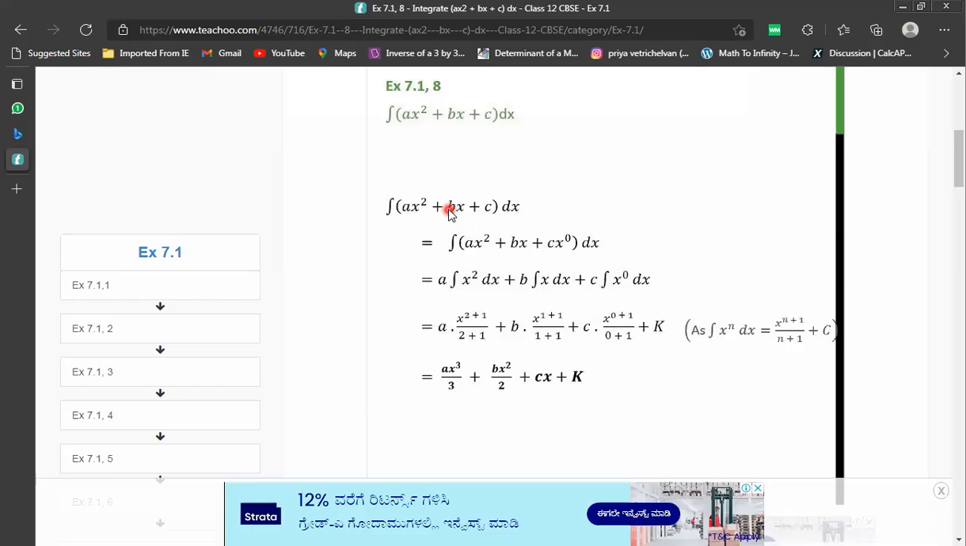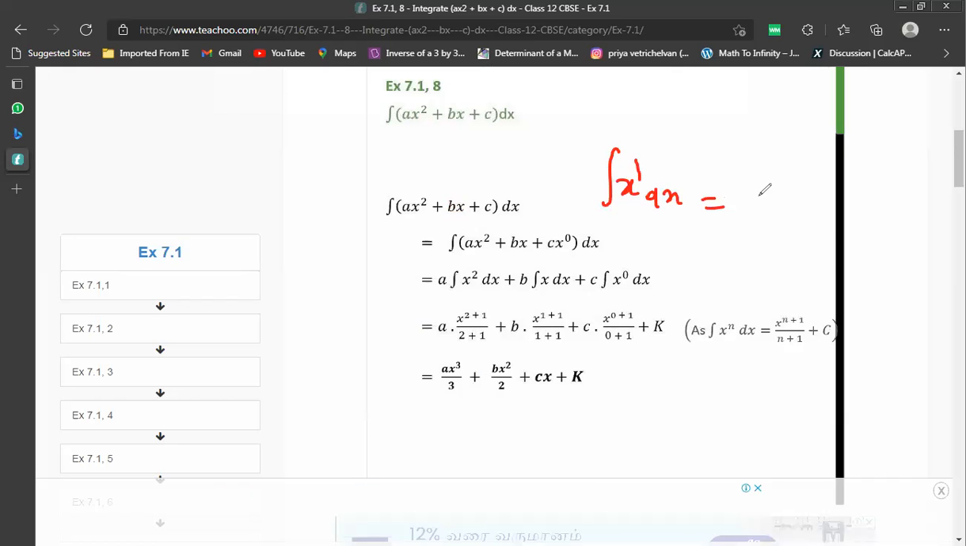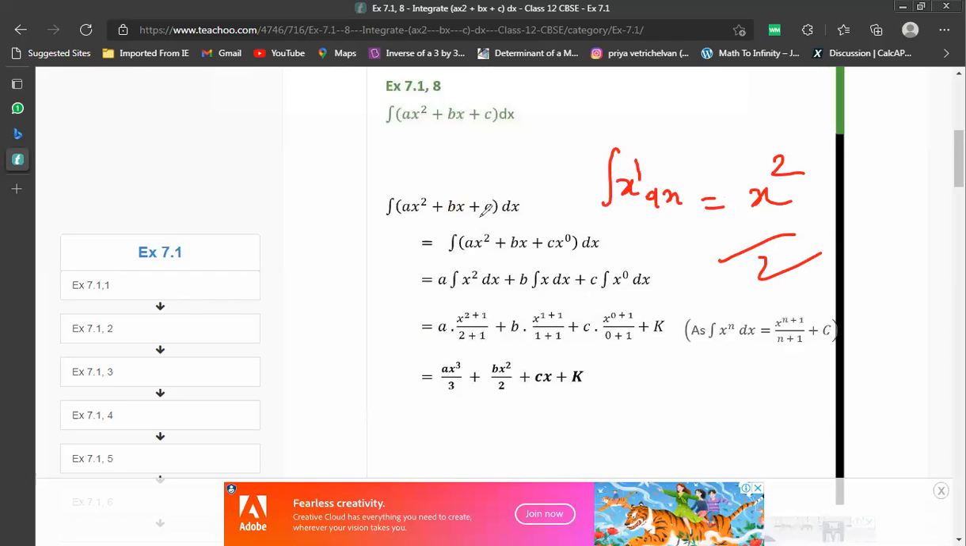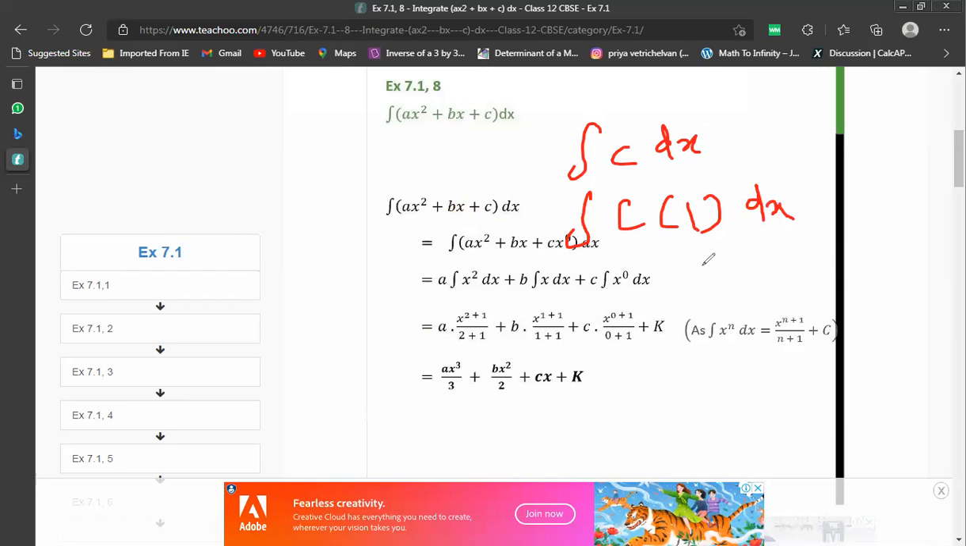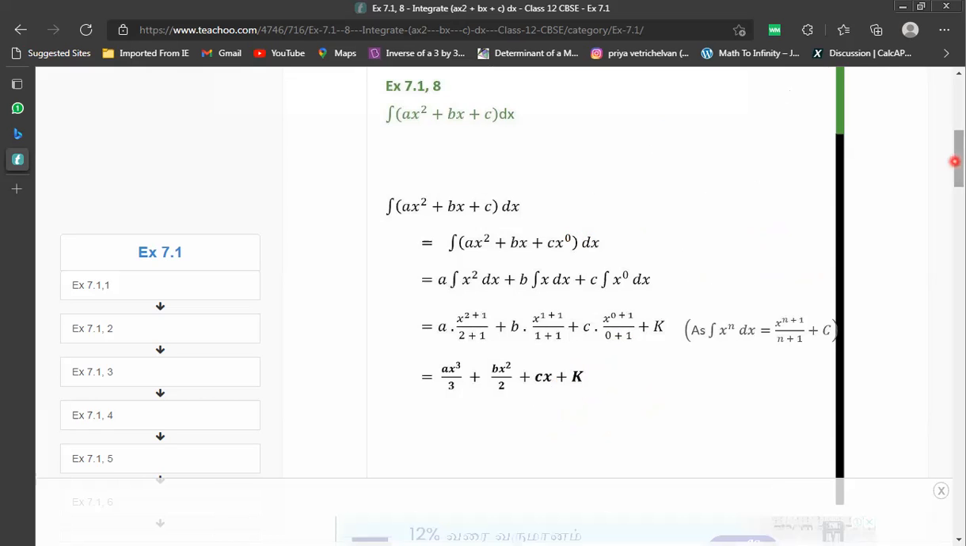Similarly, keep b as b itself. The constant is in multiplication, and when you integrate x, it can be assumed as x power 1, isn't it? So when you integrate this, it will become x power 2 upon 2. And what is the integration of c? c can be written as c into 1, and 1 can be written as x power 0. So when you integrate x power 0, you'll be left with x. We don't have to use the repeated alphabet for the integral constant, which is why we are using a different variable over here. Okay, that's it.